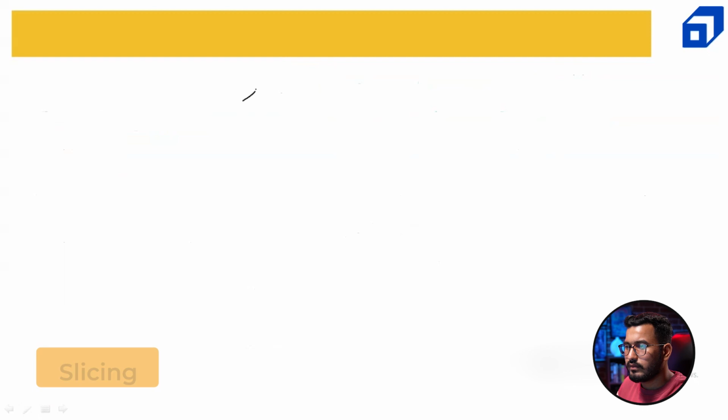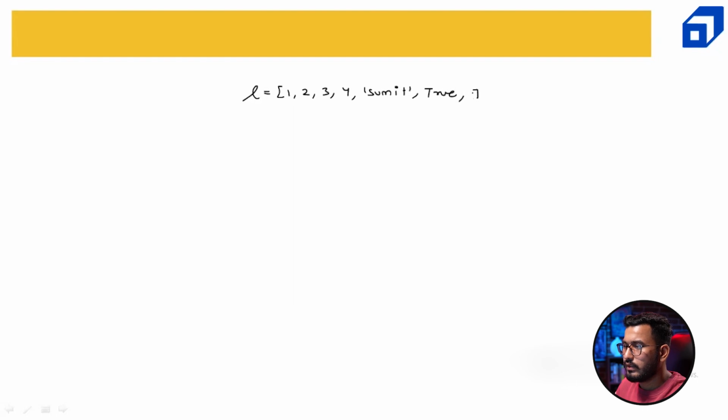So let's create a list. 1, 2, 3, 4, Sumit, true, 7, 8, 9. Let's assign the positive and negative index. So 0, 1, 2, 3, 4, 5, 6. Then -7, -6, -5, -4, -3, -2, -1. One more easy method of assigning index is, for positive you can start from 0 and proceed from left to right. For negative index you can start from -1, proceed from right to left. That will easily help you to assign the index.